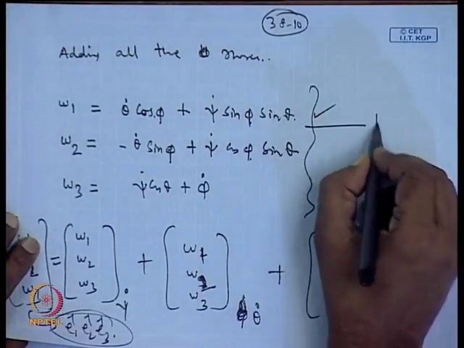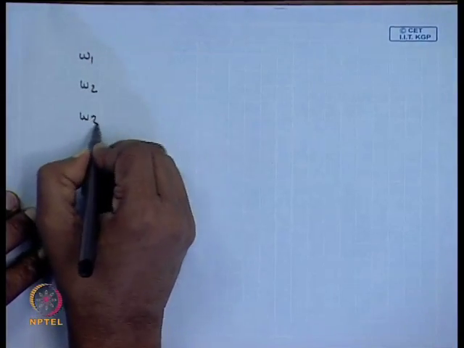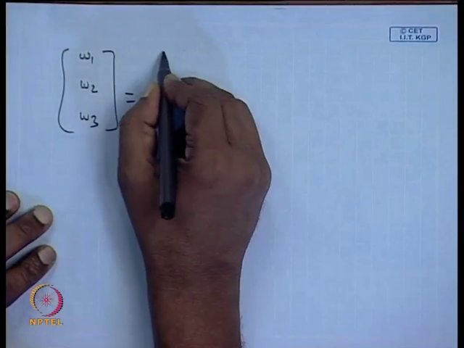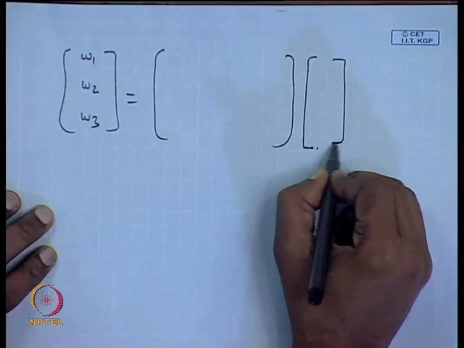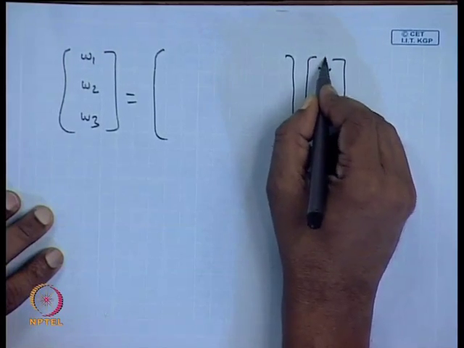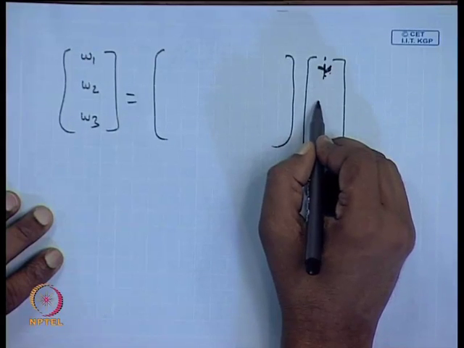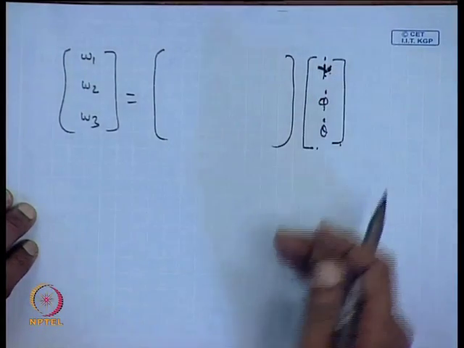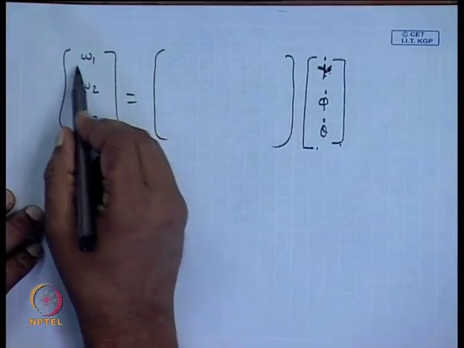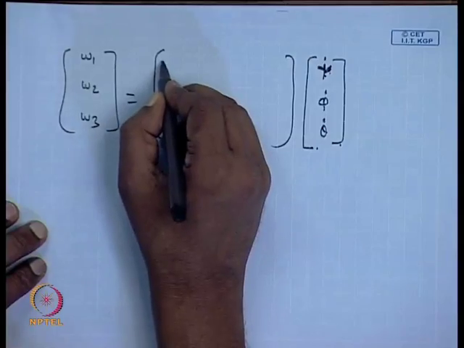Now, these three equations 1, 2 and 3 you can write in the matrix format. So, we can write it as omega 1, omega 2, omega 3, these are the three components, the Euler components. So, psi dot, phi dot and theta dot, we can write it like this, or any sequence you can make it here in this place, and accordingly the elements of this matrix will change.